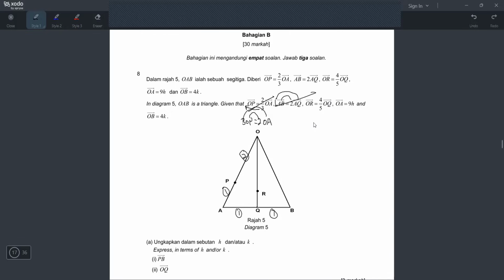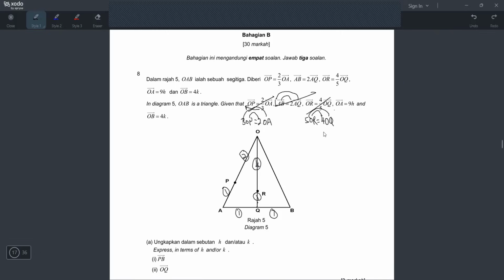Next one, OR is 4 over 5 OQ. Same thing here, the 5 can move here, becoming 5 OR equals 4 OQ. So let's label inner with inner, outer with outer. OR ratio is 4. Where's OR? Here, so let's write 4. OQ is 5. So O to Q is 5, means here is 1, because O to Q is the whole thing. So to get the RQ ratio, I will take 5 minus 4, which is 1.